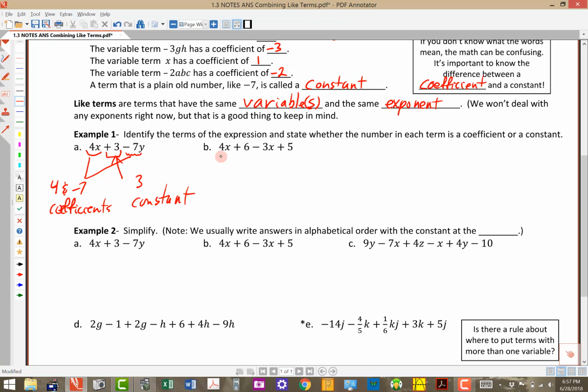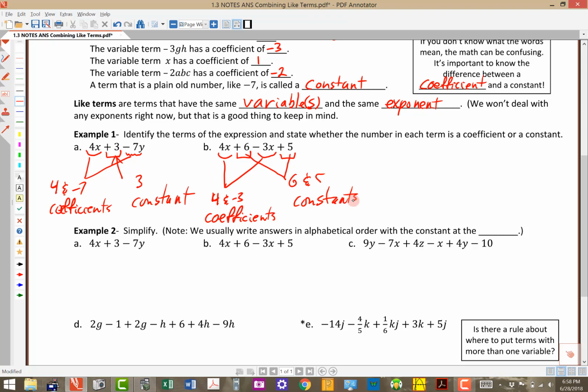Next one, we've got a variable term right here. That's definitely going to be a constant. Okay, so I'm going to do a box right here. Now this one is also an x, so I'm going to do a little loopy line underneath. And that one is also a constant, so I'm going to do it like this. So we've got 4 different terms in this one. These 2 are variable terms, so we've got 4 and -3. Those are coefficients. And then these other numbers, the 6 and the 5, those are constants.